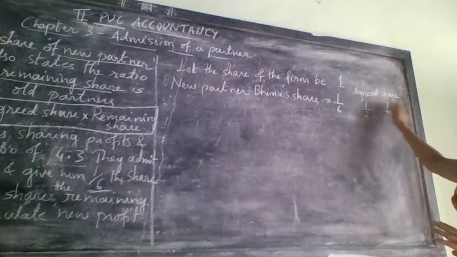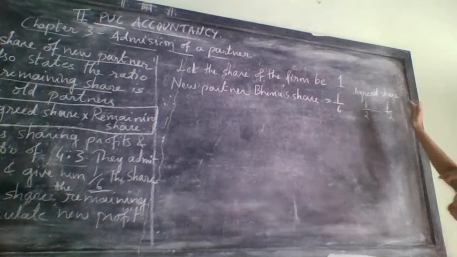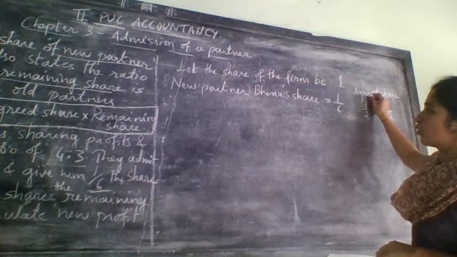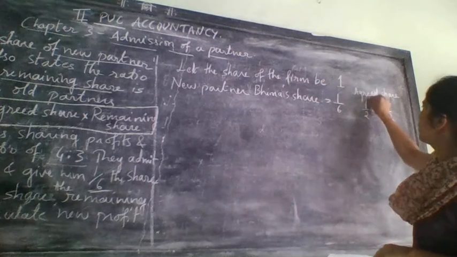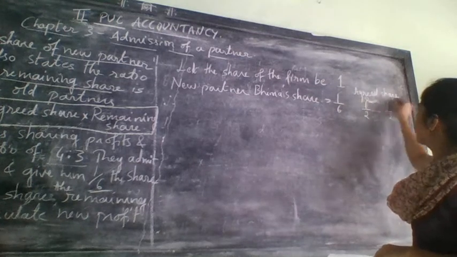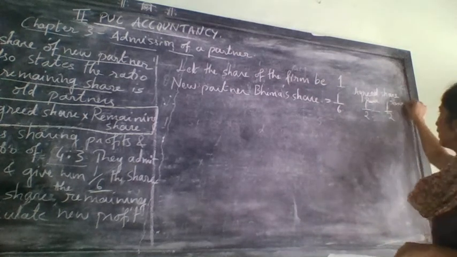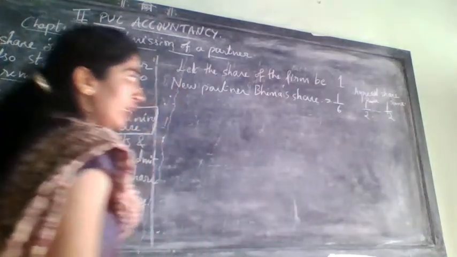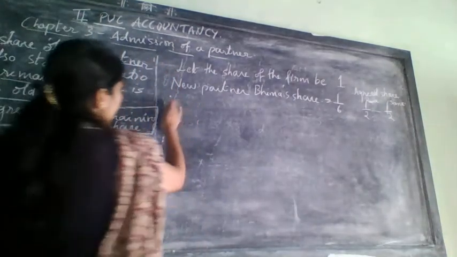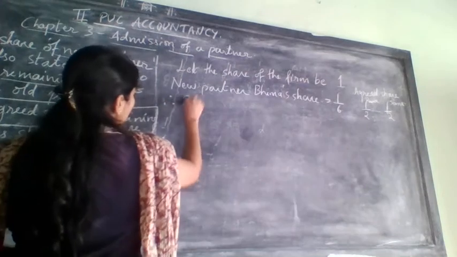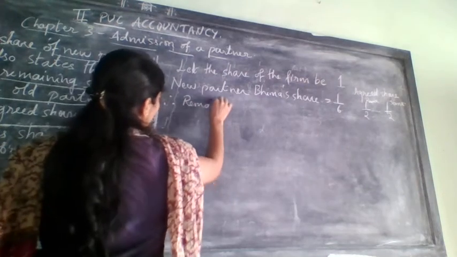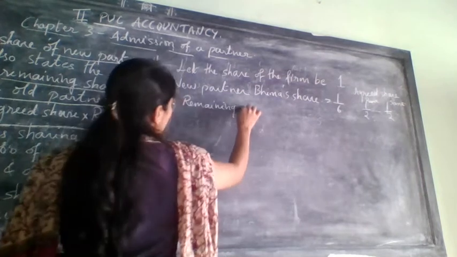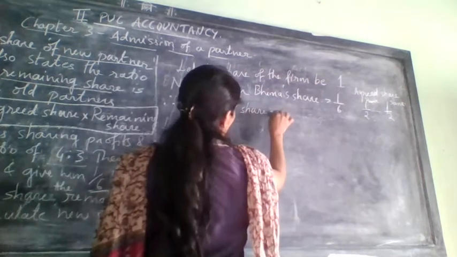That's why you need to write here only for 2. So, this is for whom? Rama, and this is for Soma. They have not given the ratio. Instead of that, they have mentioned equally. Equally means you need to write like that. Next step, what you need to find out? Therefore, the remaining share.